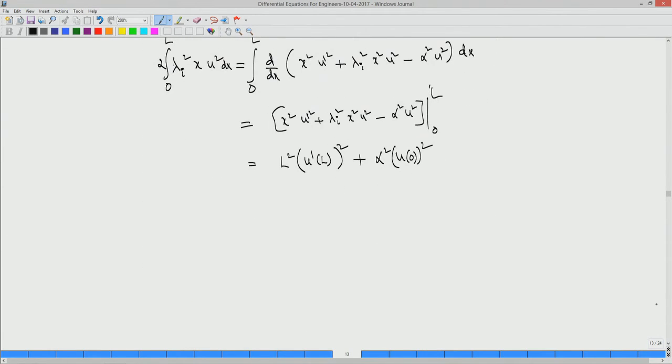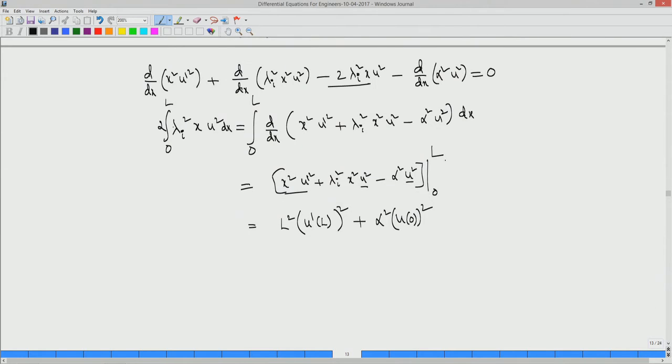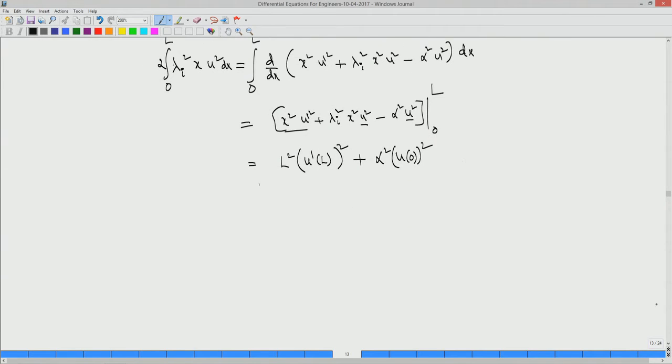So, when you replace x by L, u is 0 at L. So, this will contribute L squared times this. When you put minus of this, when you put x equal to 0, this is 0, this is 0, this is going to be plus alpha squared this one. So, this is what you have, and this divided by 2. So, this implies that what you get is, from 0 to L, lambda_i squared comes out.